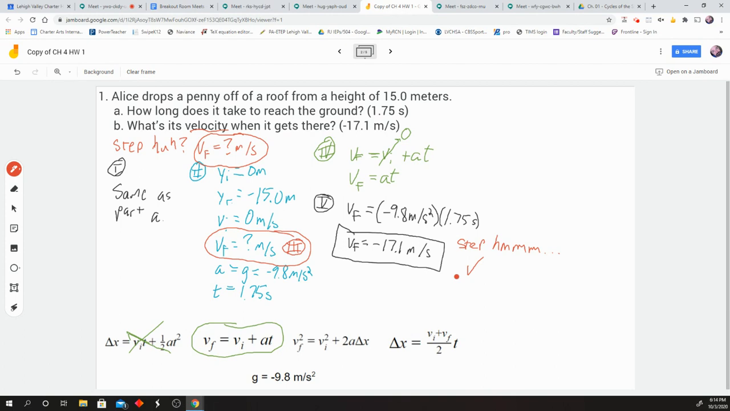So yeah, that's how you do a one-dimensional kinematics problem. And hopefully you guys found that helpful.